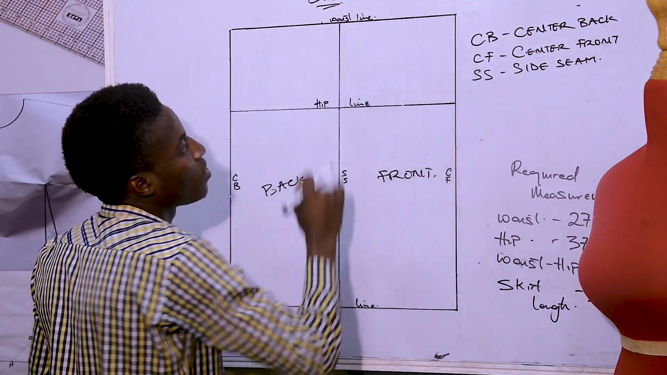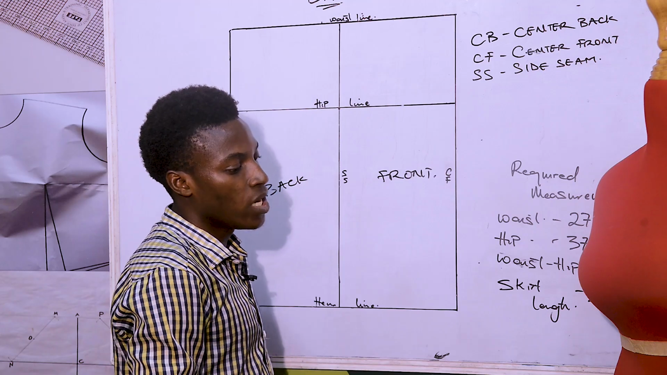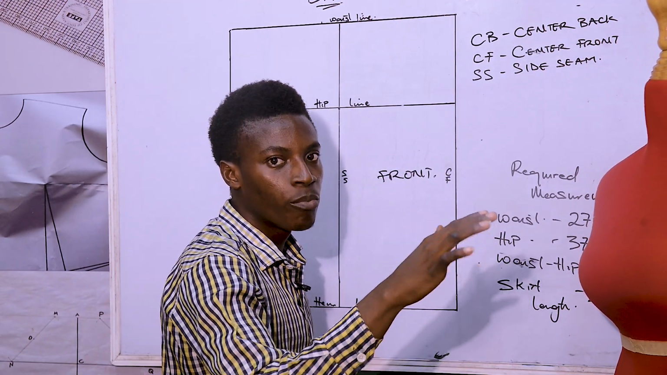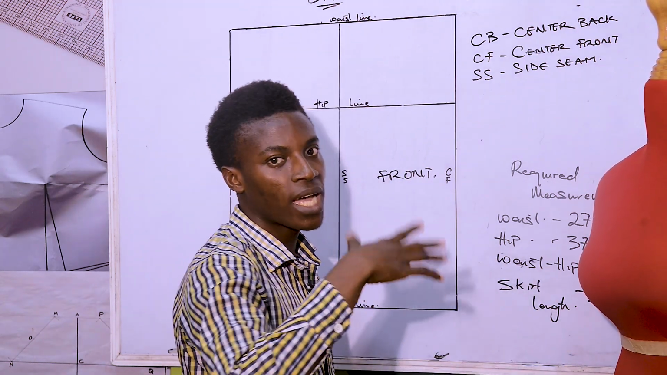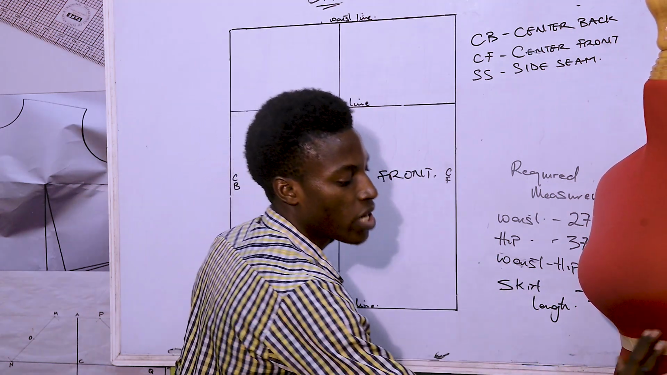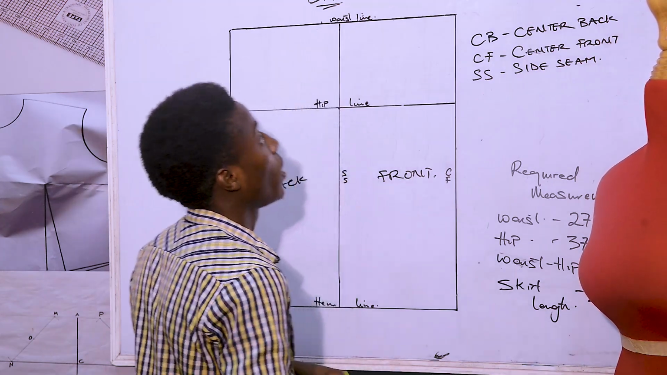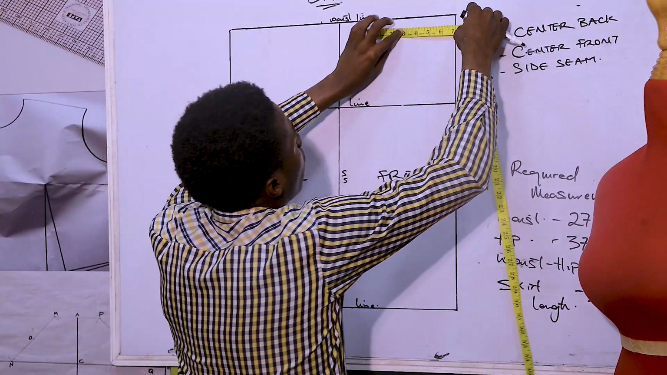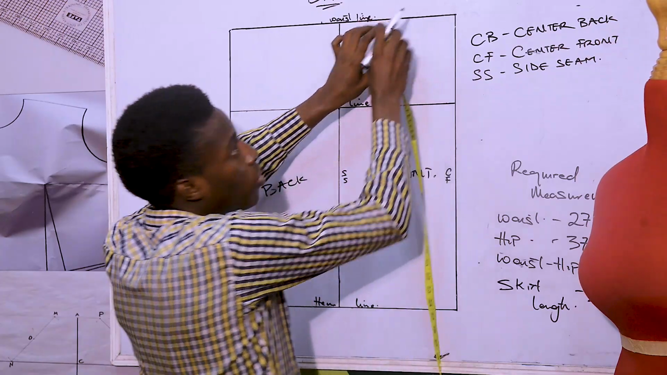Then for the front, we're not going to be adding a dart to the front. Reason being that we always try to eliminate some bulge, because if you're going to be sewing a dart, it gives you a kind of bump effect. So for the front, we try to eliminate, not because you can't add a dart to the front, but we just try to eliminate the bulginess that the dart effect gives us. So that's why we're not going to be adding a dart to the front. So now we're just going to be working with 1/4 of the waist measurement.